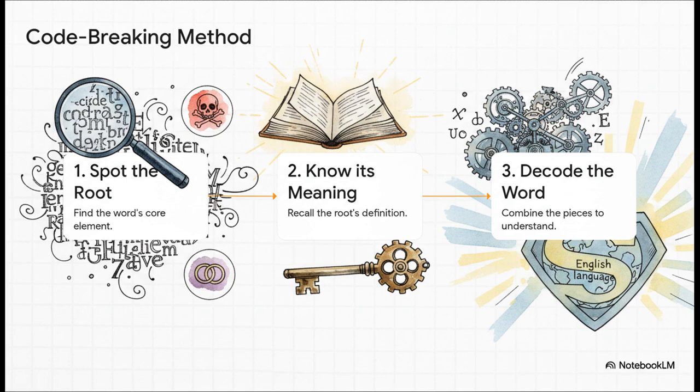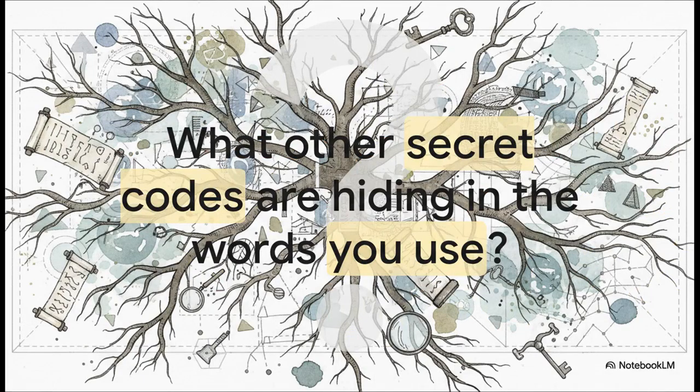And it all boils down to this simple three-step method. First, you spot the root, that core piece of the word, like side or gamy. Second, you figure out its meaning, to kill or marriage. And third, you just use that key to decode the word. This is your superpower. This is the key that unlocks the entire English language. I promise, from now on, you're going to start seeing these roots everywhere. So the real question is, what other secret codes are out there, hiding in plain sight in the words you use every single day, just waiting for you to crack them?